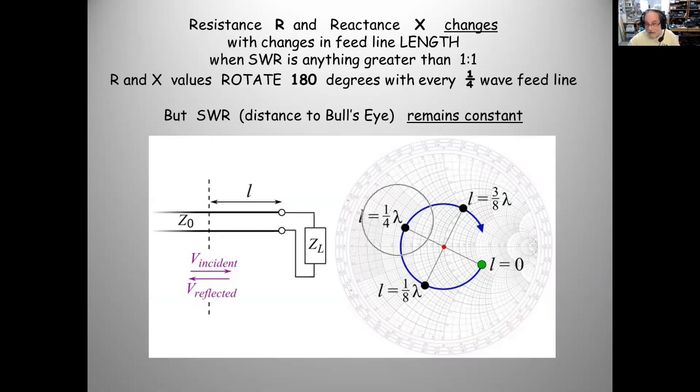A quarter wavelength plots 180 degrees over. So I've moved 180 degrees, half a circle. 3/8 wavelength, and if this were my slide over here, if I add a half wavelength, I'm back to where I started. There's something magic about a half a wavelength, 2 half wavelengths, 3 half wavelengths, 4 half wavelengths.